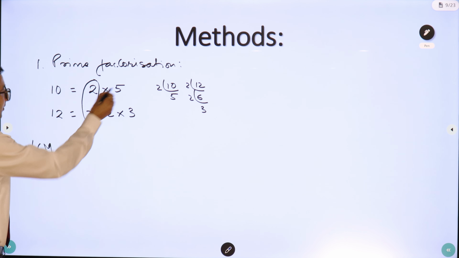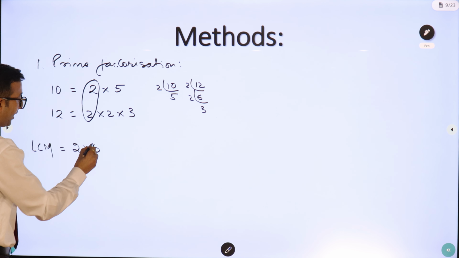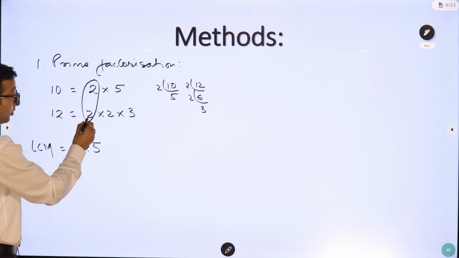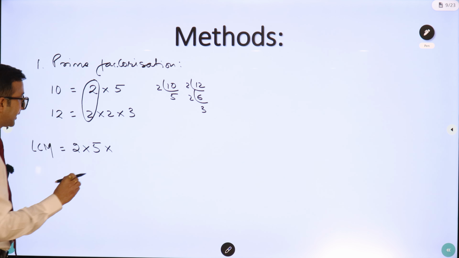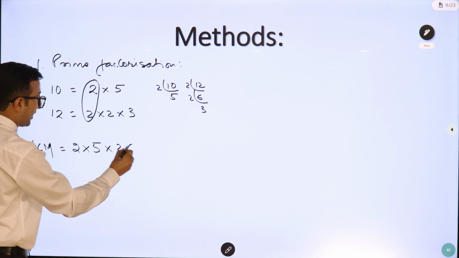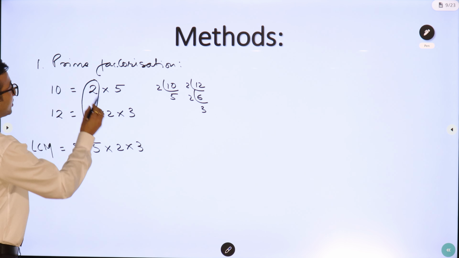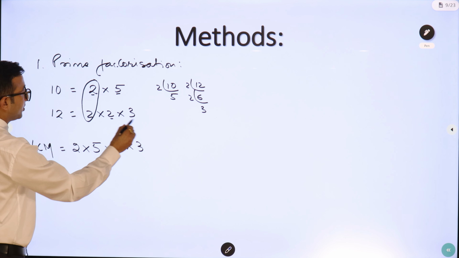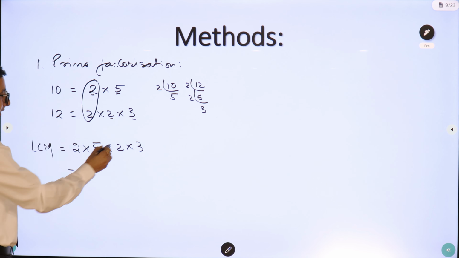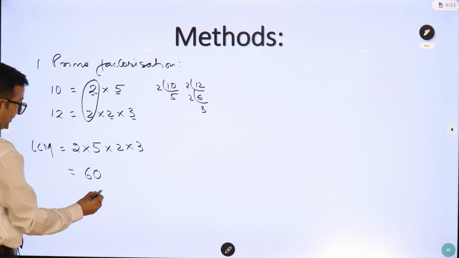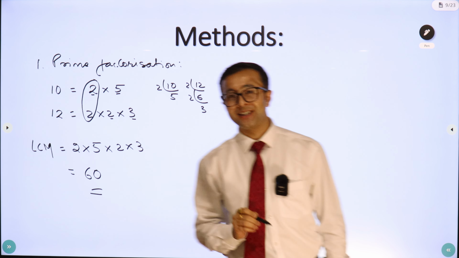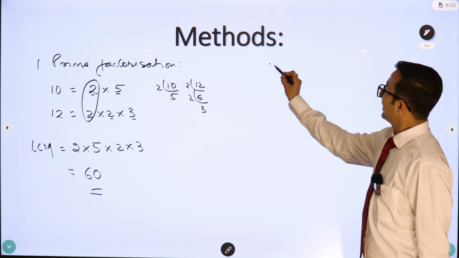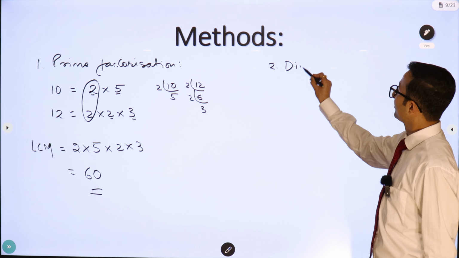It means that first of all I'll write down 2 into 5 to multiply it with 5. This 2 need not be written here because त्यसको लागि माथि already लेखिसकेको छ. So this 2 we have to write, this 3 should be written. So 2 5 2 3. So 2 5s are 10, 10 2s are 20, 2 3s are 60. So this is prime factorization method to find the LCM. Next method is division.